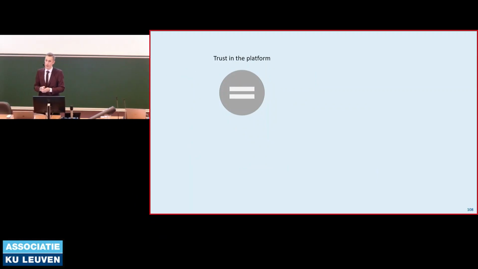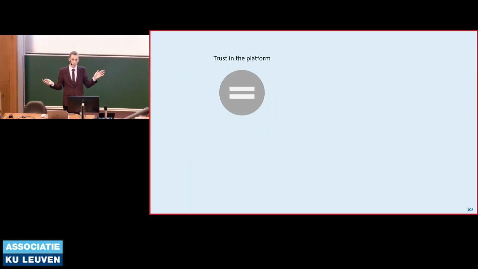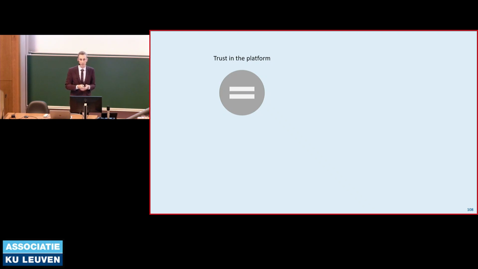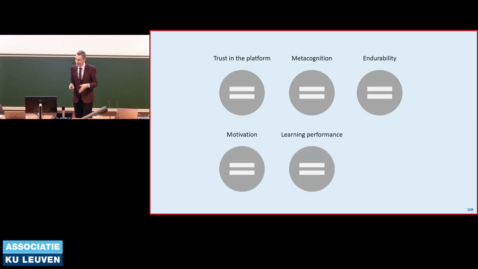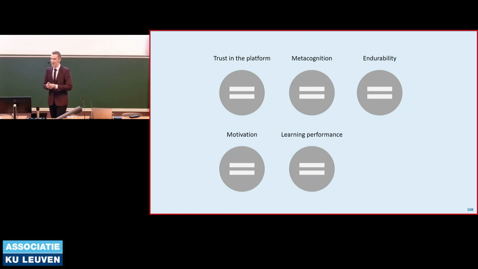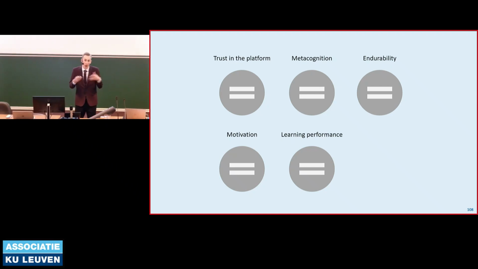What we found was very interesting. In all the 4 groups, there was no difference in trust. That's not what we expected. Metacognition, also no difference. Endurability, no difference. Motivation, no difference. Learning performance, also no difference. So that was a bummer. I mean, we spent months of design iterations with these teenagers, and we found basically not what we wanted.